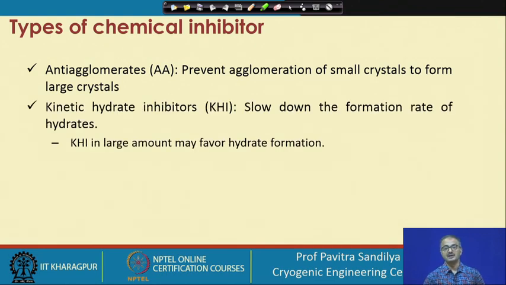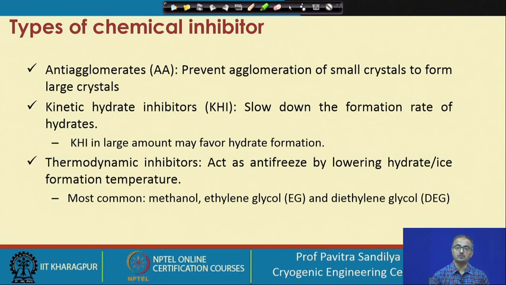And then we have the kinetic hydrate inhibitors. By this we mean that they reduce or retard the rate of formation of the hydrate. That is what kinetic means. But in this type of inhibitor, we find that if the amount of the inhibitor is large, it may lead to the formation of the hydrates.